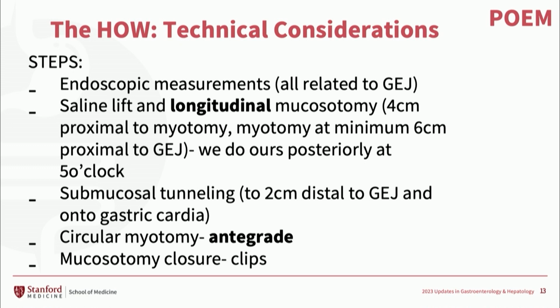And then continue that submucosal tunneling, as mentioned and shown in those images very nicely, that you do want to go onto the gastric cardia, ideally 2 centimeters distal to your GE junction. And again, you rely pretty heavily on your pre-POEM measurements to confirm that you are doing just that. And then we complete the circular myotomy in an antegrade fashion with that hybrid I-type knife. So get under the circular muscle fibers, lift and progress from proximal to distal. And again, that mucosotomy closure is completed with those short clips.